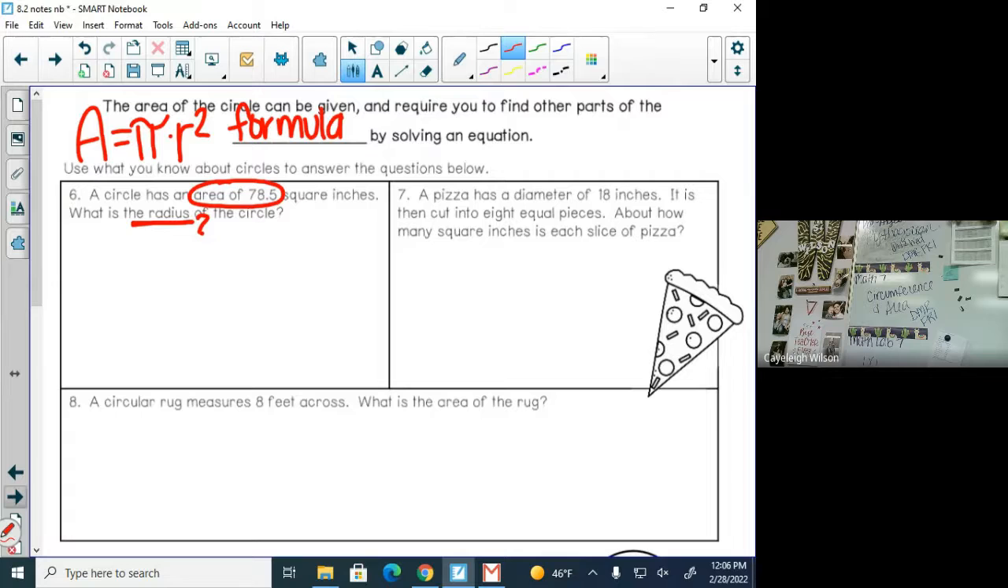So I'm going to be solving for the radius, R. So I'm going to plug in what I know into my area formula. So Eli, what did they tell me the area was? And then everybody, what do we know pi is? 3.14, and that would be times radius squared. I'm leaving the R there because I don't know what radius is. That's what I'm finding.